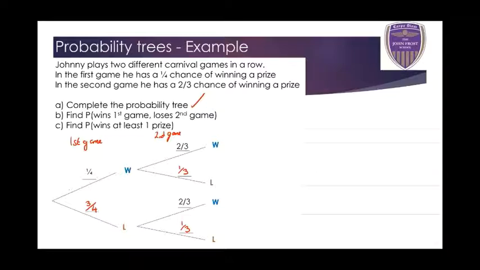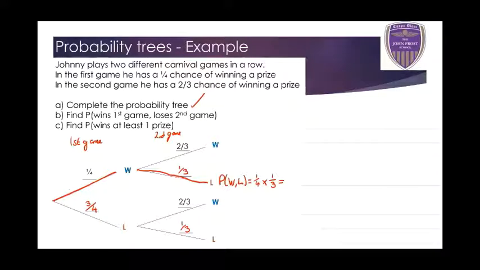Now we need to find the probability that he wins the first game and loses the second, okay? So let's draw along the tree. He wins his first game, and then he loses his second, okay? So now here we've got probability of win, lose. So now we need to multiply these two probabilities together. So we've got the probability that he won the first game was a quarter. Multiply that by the probability that he lost the second game, sorry, was a third.